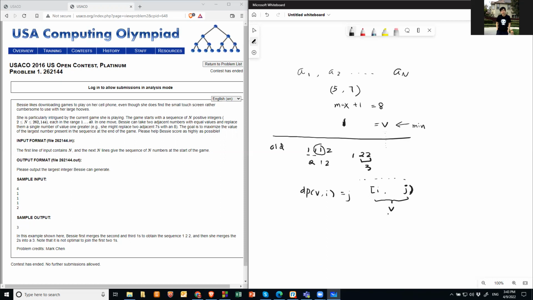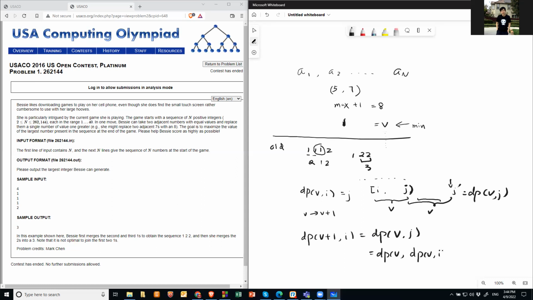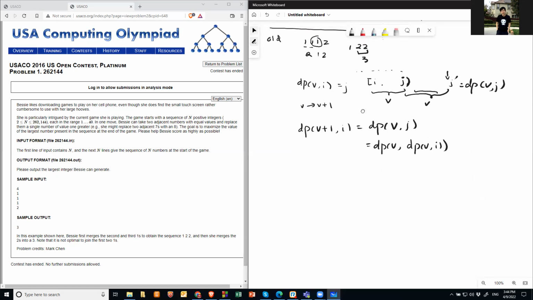If you want to get from v to v plus 1, that means you have to have that set also get v. Let's say this number is j prime. j prime is obviously dp of v of i, the region where you get v, and you start from j. So your dp goes like this: dp of v plus 1 of i is basically dp of v of j, which is dp of v of dp of v of i. That was the dp you got last time.